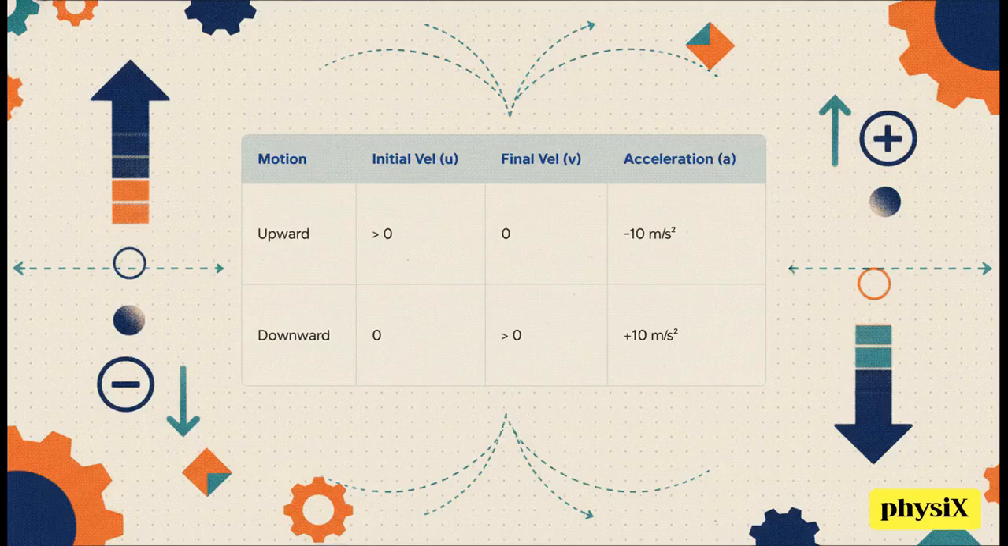And this is what's so elegant. The trip has this beautiful symmetry. On the way up, the ball starts out fast and slows down until its velocity is 0 right at the very peak. Then, on the way down, it starts from 0 and speeds back up. The physics is exactly the same for both halves of the journey. The only thing that changes is the sign on the acceleration. Negative on the way up, positive on the way down.